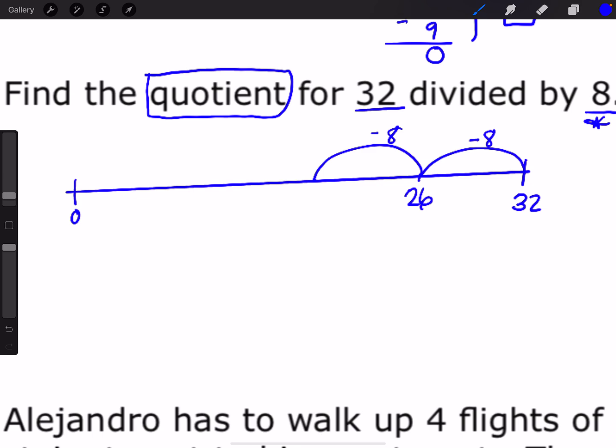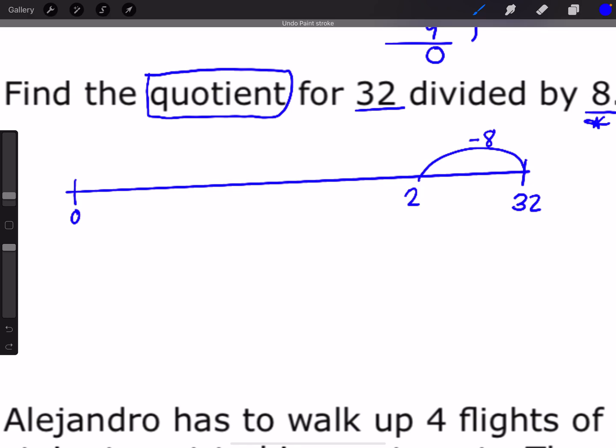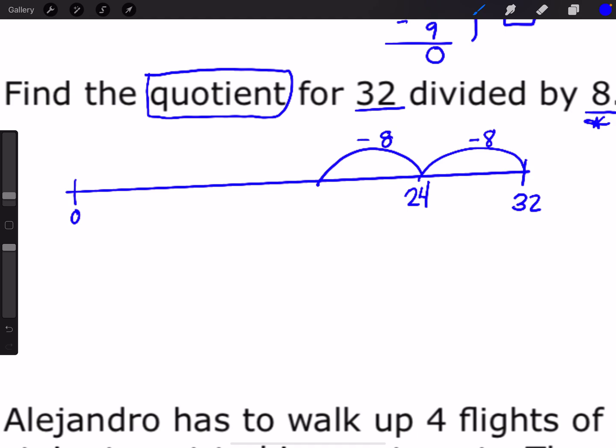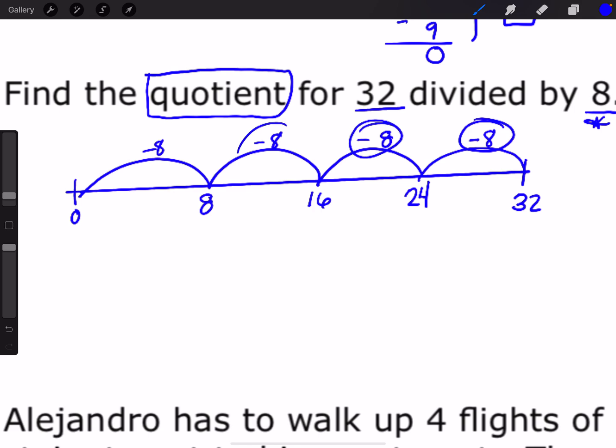Whoops. Mrs. Wayington made a mistake. It is 24. And then you take away another 8. And that would be 16. You take away another 8. That is 8. You take away one last 8. And you get back to 0. So how many times did we take away 8? 1, 2, 3, 4. So 32 divided by 8 equals 4.